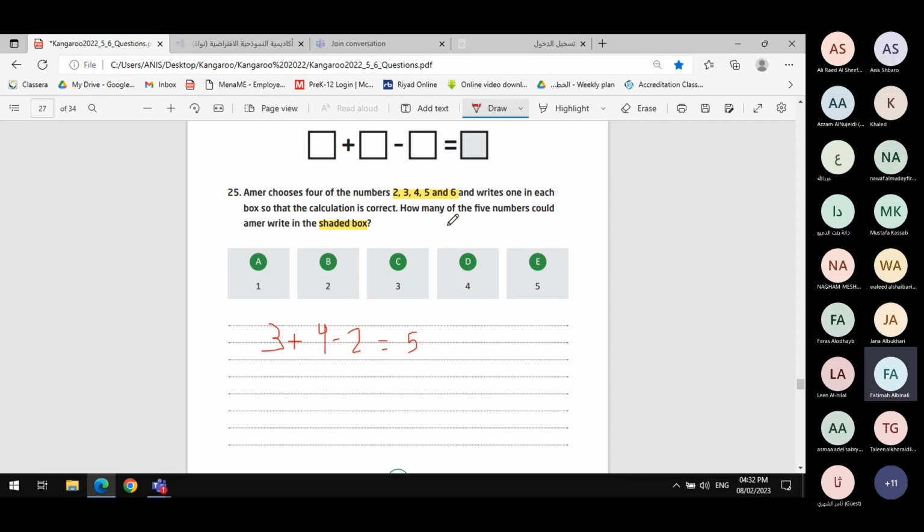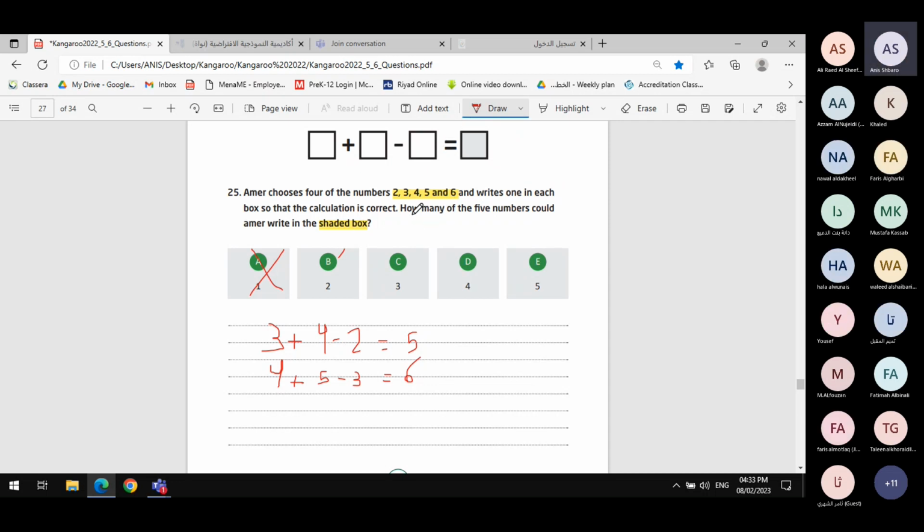Maybe 4 plus 5 minus 3. 4 plus 5 minus 3 is what? 4 plus 5 equals 9, minus 3 equals 6. Okay. So you used two numbers, not only one number. So I can directly cross A out. Yes. Till now it can be B, C, D, E.